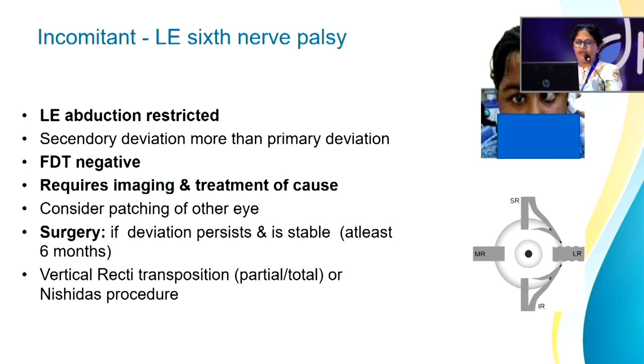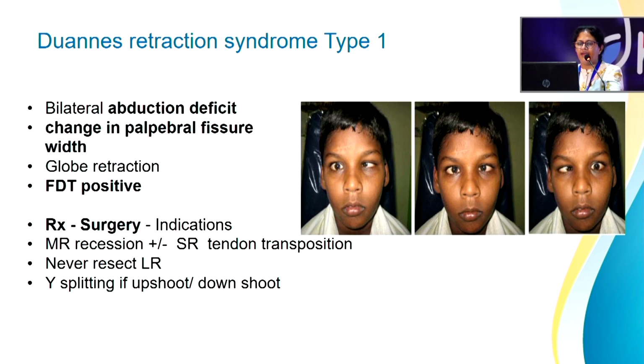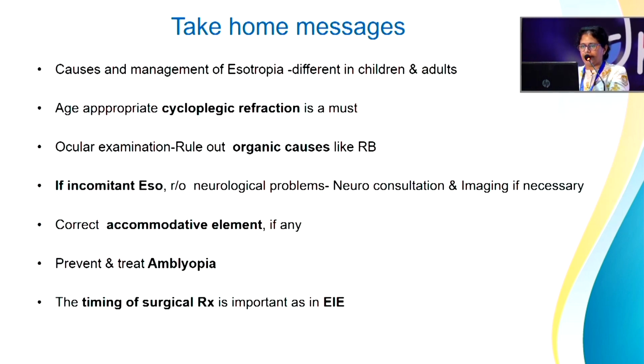Under the category of incomitant comes the sixth nerve palsy, left eye. In this case it is the left eye. What happens is that there is abduction restriction and FDT is negative. Treatment option is surgery. This patient requires imaging. This is a Duane's type 1 with bilateral abduction deficit. In this case, the FDT will be positive, treatment will be surgery. The key point is you can see abnormal changes in the palpebral fissure width.